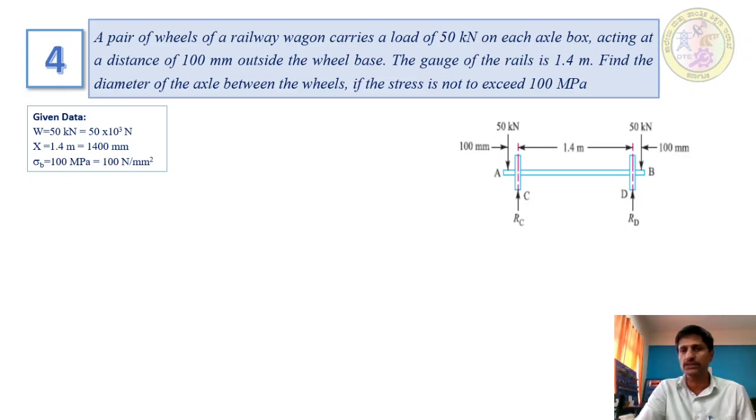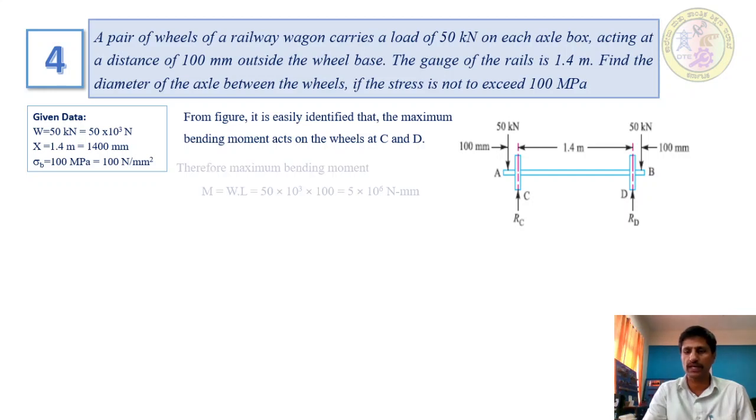So this is the setup, and you can easily see the bending moment. The maximum bending moment will be at the extended sides, on both sides where it is 50 kilonewton. So you will get the maximum bending moment at C and D. That is load into distance. Load is 50 kilonewton and the distance is 100 millimeter. So you are going to get 5 into 10 raised to 6 Newton millimeter as the maximum bending moment, acting at points C and D.